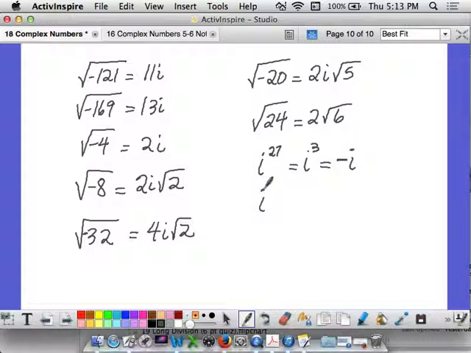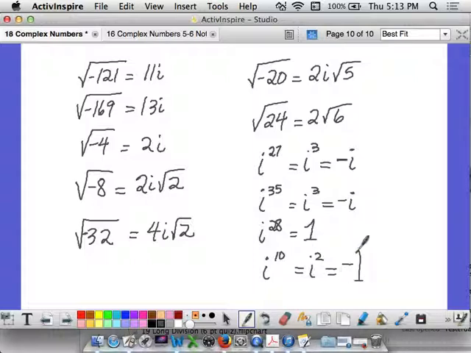If I have i to the 35th, it will go in there 32 times. 32, 33, 34, 35. That again is i cubed. That would be negative i. If I have i to the 28th, 4 will go in there evenly. That answer is automatically 1. And if I had i to the 10th, 4 will go into 10 2 times, which is 8, leaving i squared. We've used that a ton today. That would be negative 1.